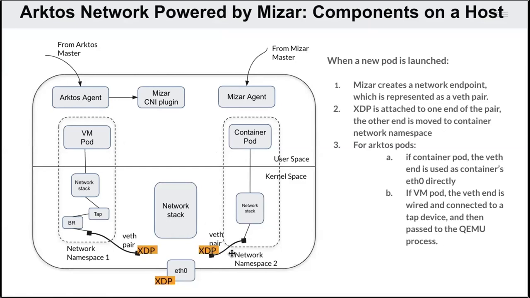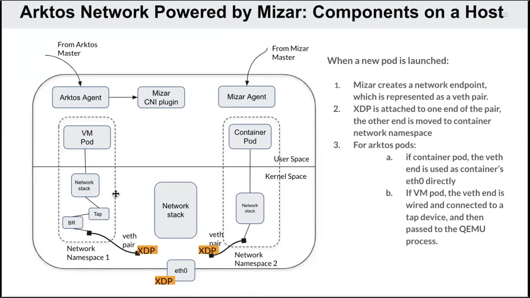The CNI plugin will move one end, the other end of the veth pair, into the container network namespace. And this end of the veth pair will act as the VNIC of this container. So any packets arriving on this end of the veth pair will go out on the other end and be captured by our transit agent XDP program.